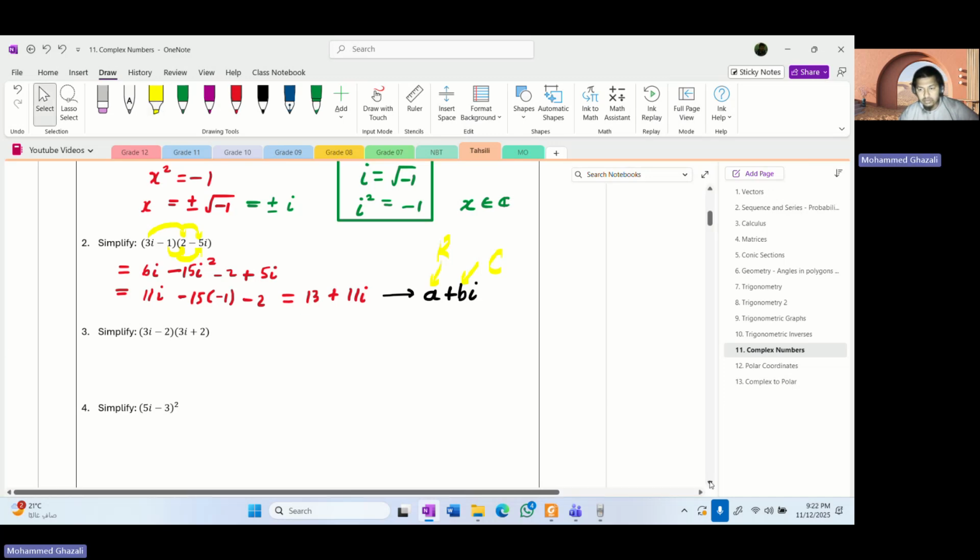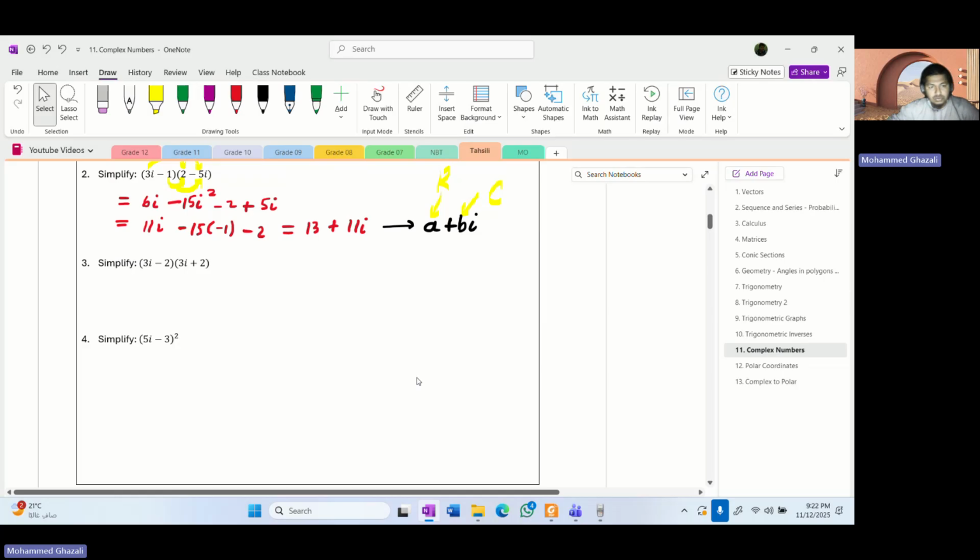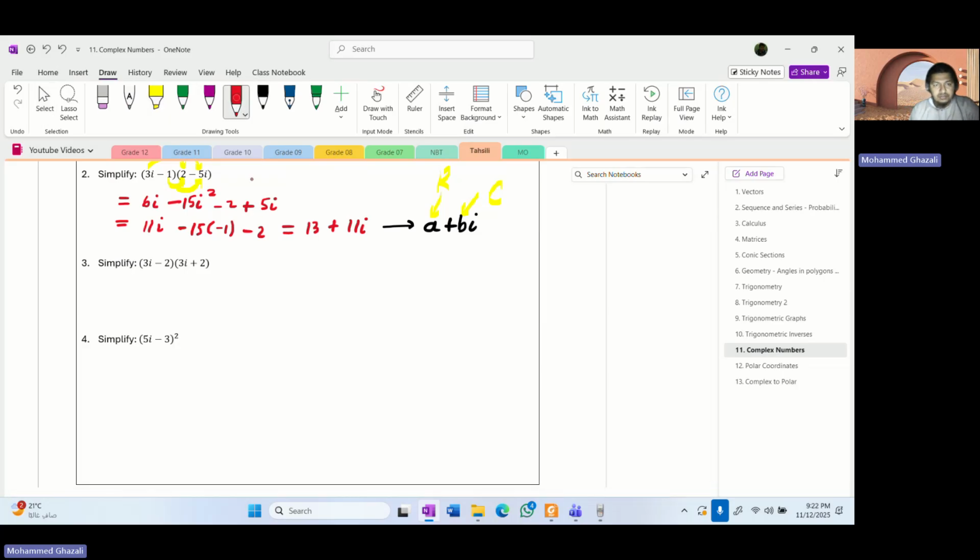Now, moving on to the next question, remember 3i minus 2 and 3i plus 2. So if you remember from basic simplification, a plus b times a minus b basically becomes a squared minus b squared. That's the difference of two squares. So we're going to square the 3i, so you get 9i squared, minus 2 squared is 4.